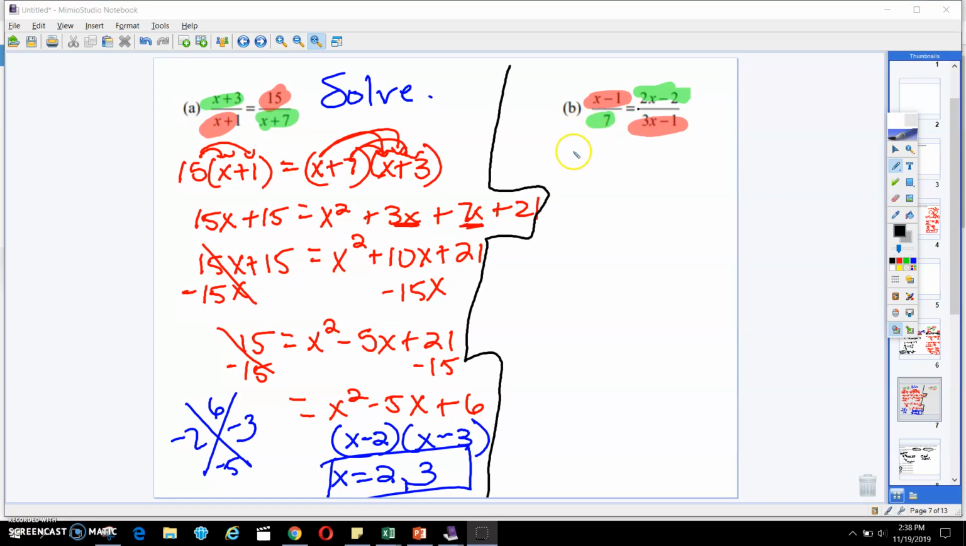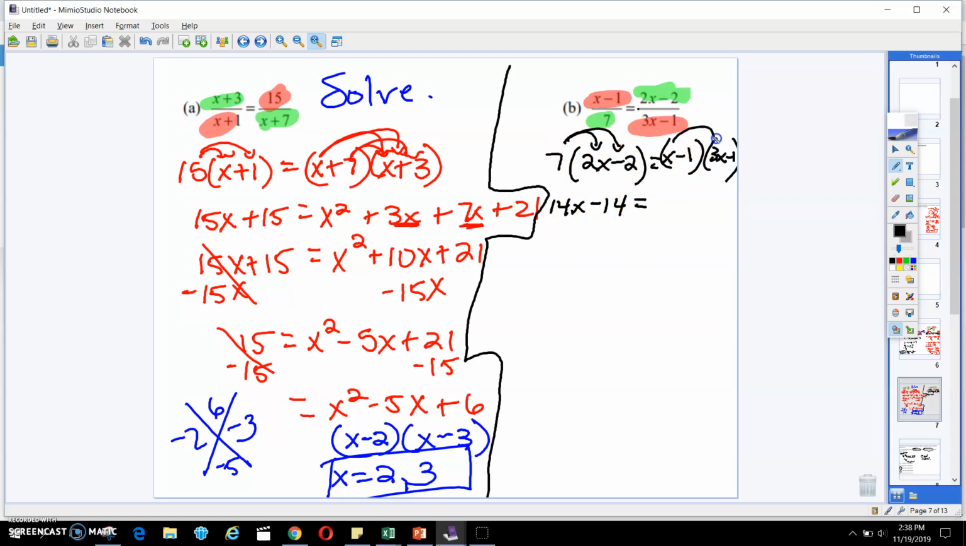So we're going to cross multiply on this one as well. So you're going to multiply the green. So that's going to be 7 times 2x minus 2. And you're going to set that equal to everything in the red. So x minus 1 times 3x minus 1. So we're going to distribute. That's going to give me 14x minus 14 equals, over here we're going to multiply out.